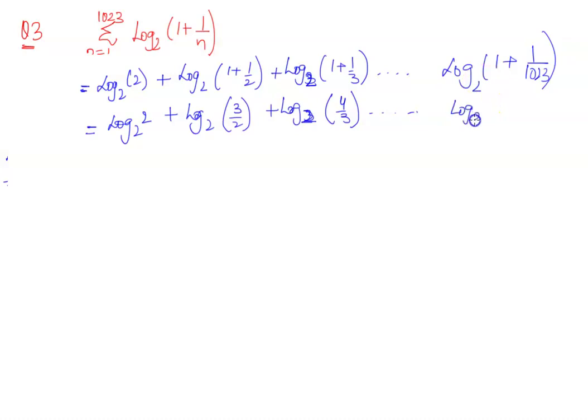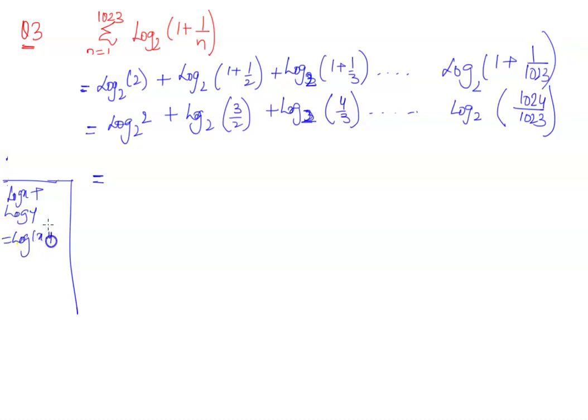This is equal to log 2 1024 by 1023. Now what does this mean? So this is summation of log. We have seen a property which says log of x plus log of y is equal to log of x into y, and this can be generalized for any amount of summation.